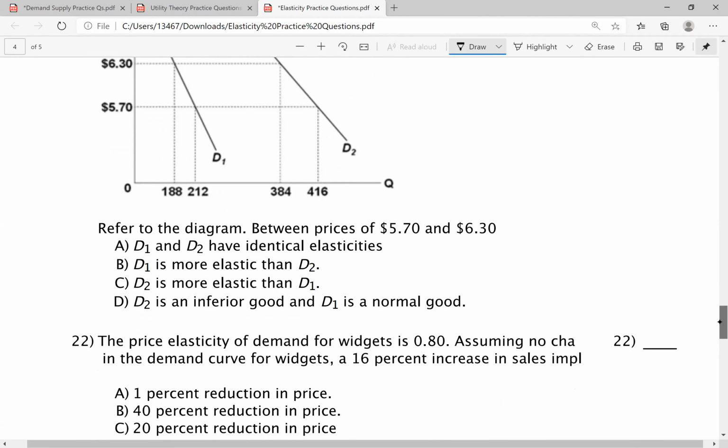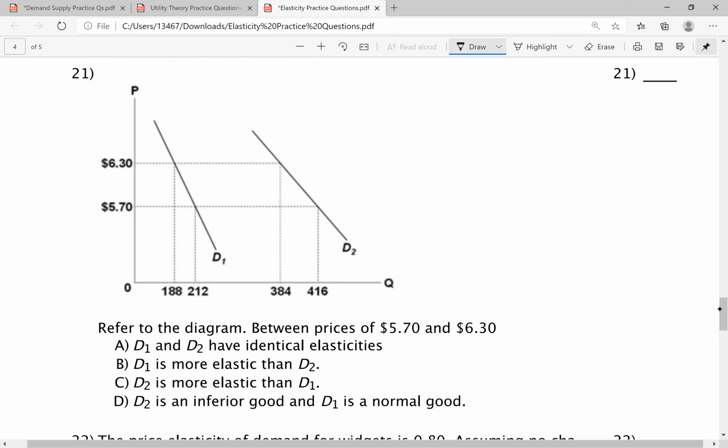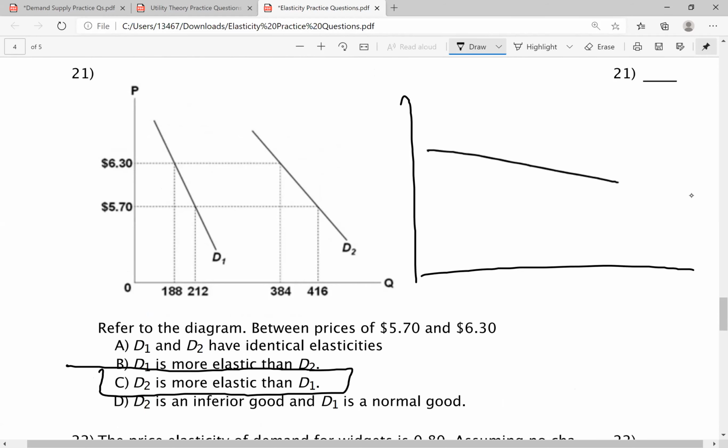I just want to go and take a look at question 21 here. I have two demand curves, and the question is, which one is more elastic? Your answer will be D2 is more elastic than D1. Remember, flatter the curve is, more elastic will be the curve. All right, so please take a look at the questions. It's going to help you immensely for the exams.